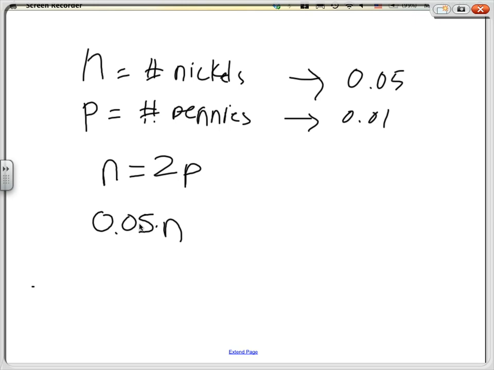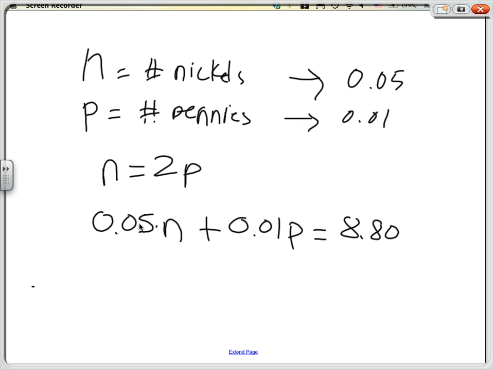And for pennies, it's 1 cent each, and I don't know how many pennies I need either. However, when I add these two amounts together, the problem tells us that it should equal what? $8.80.